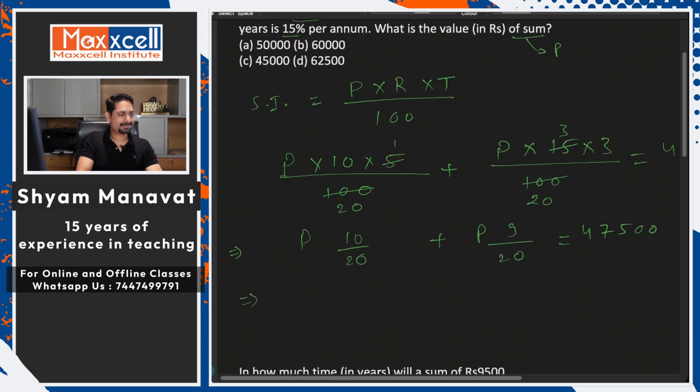Here you can say P is common. I can take the denominator as 20 for both of them. I hope you know how to add fraction values. If not, you can learn here. When we add fraction values, I need to add 10 by 20 and 9 by 20. The denominator should be the same. If they are not the same, we have to make them the same. We already have them the same, so 10 plus 9, and here we got 47,500.